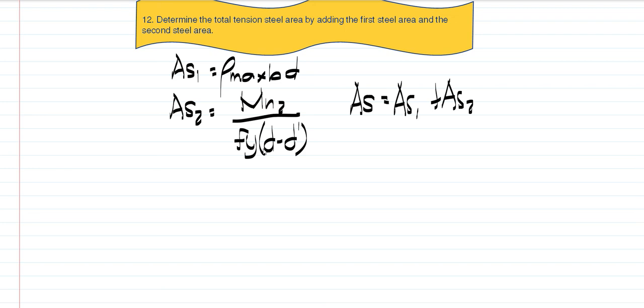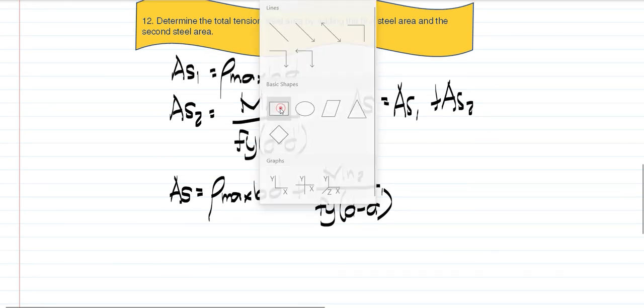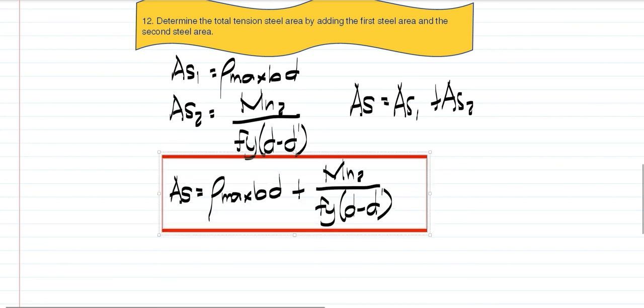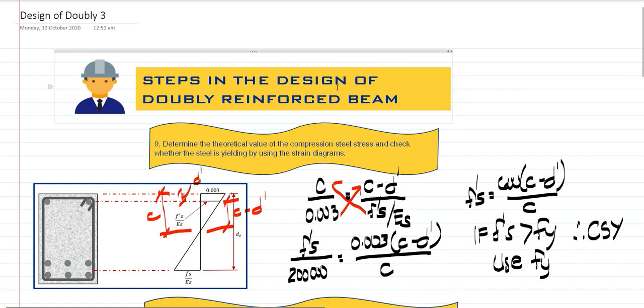So from this one, we can say na meron siyang general formula, which is As. So that is equal to rho max bd plus Mn2 over Fy times d minus d prime. Ito ngayon yung equation natin na gagamitin for our step number 12. So that will be all for steps number 9 to 12 on the design of doubly reinforced beam.